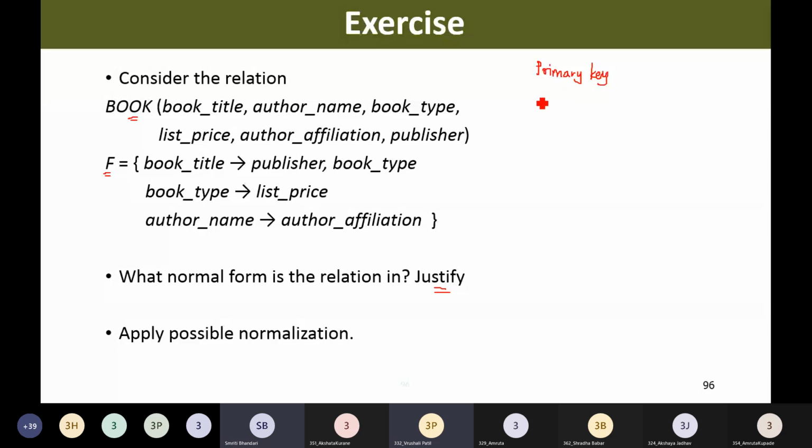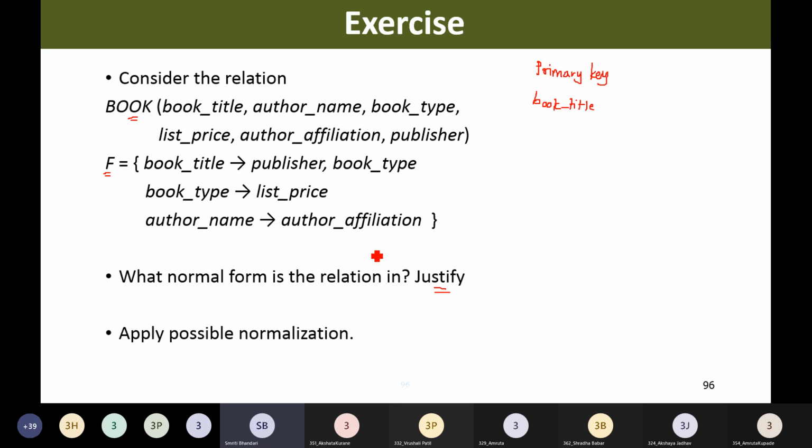Anybody? Book title. So you are saying that book title is the primary key. Why is book title the primary key? Because every book has a unique book title.